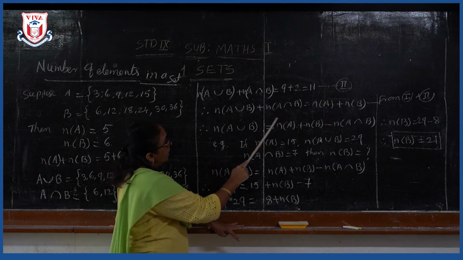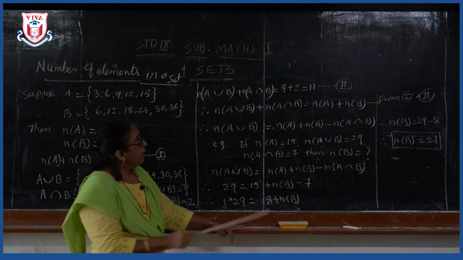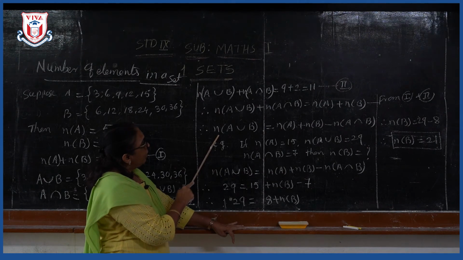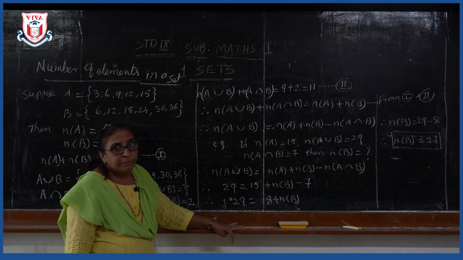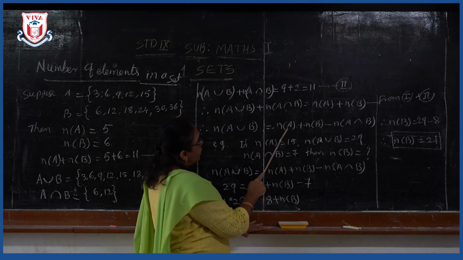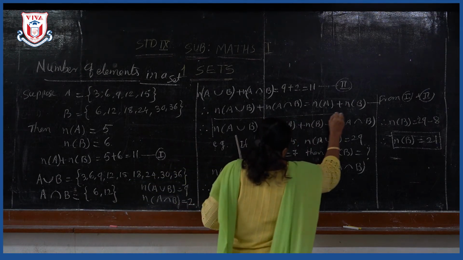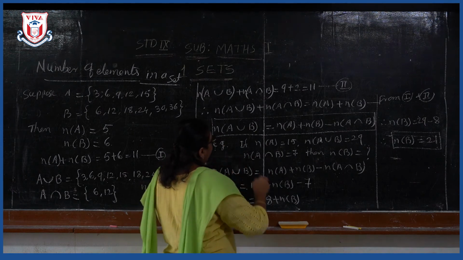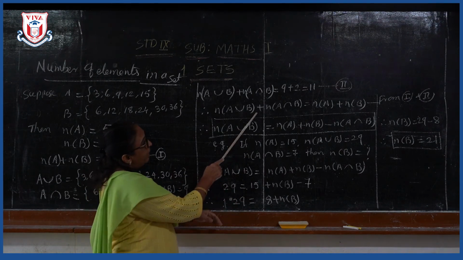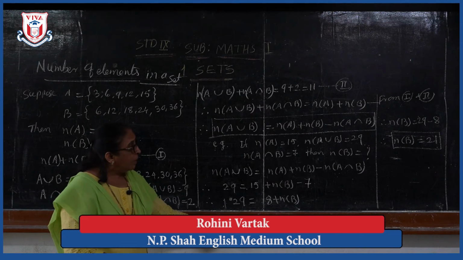So we get this statement: n of A union B plus n of A intersection B is equal to n of A plus n of B. Now if we want to find out n of A union B, then this n of A intersection B is shifted to the other side. So n of A plus n of B minus n of A intersection B. This is the formula or the relation we get, and you have to keep this in mind. Even if you do not remember the previous relation, you can use this one while solving the problems.